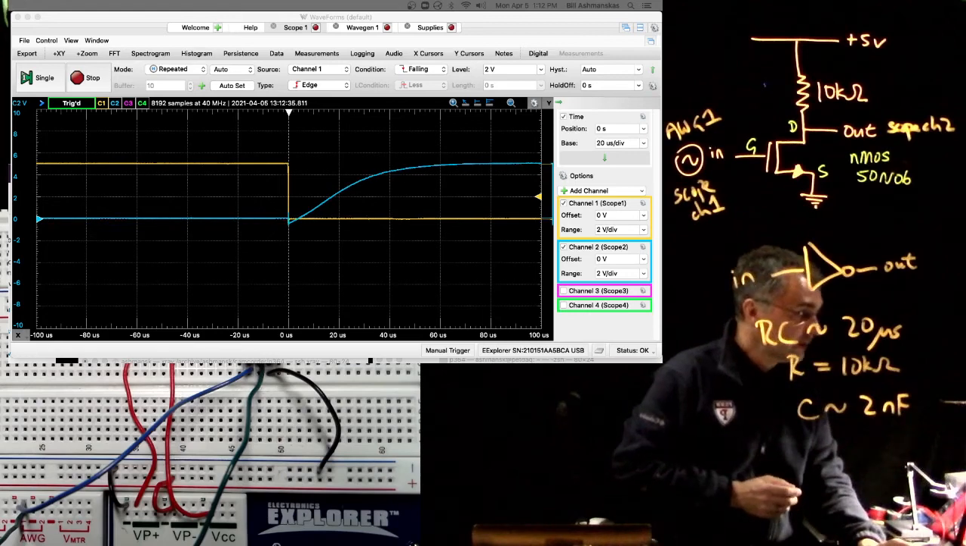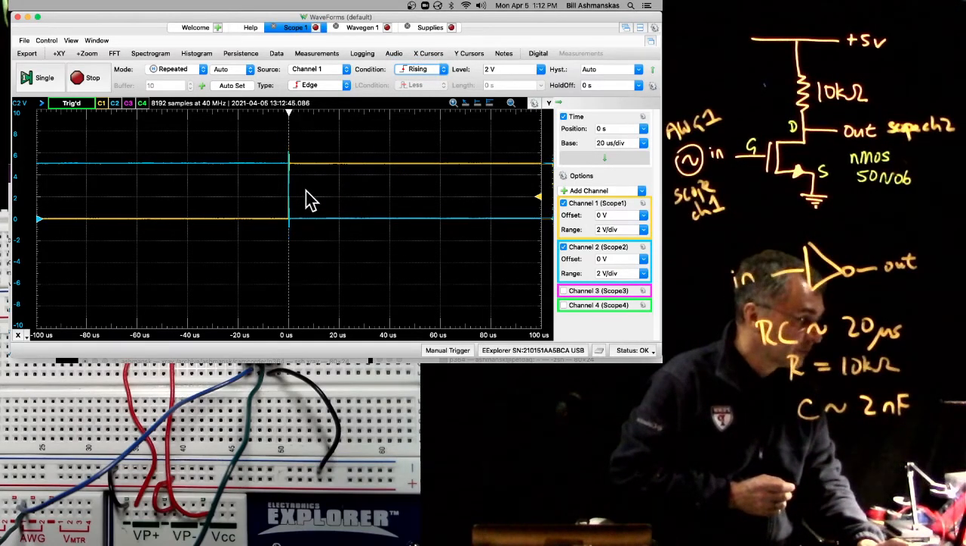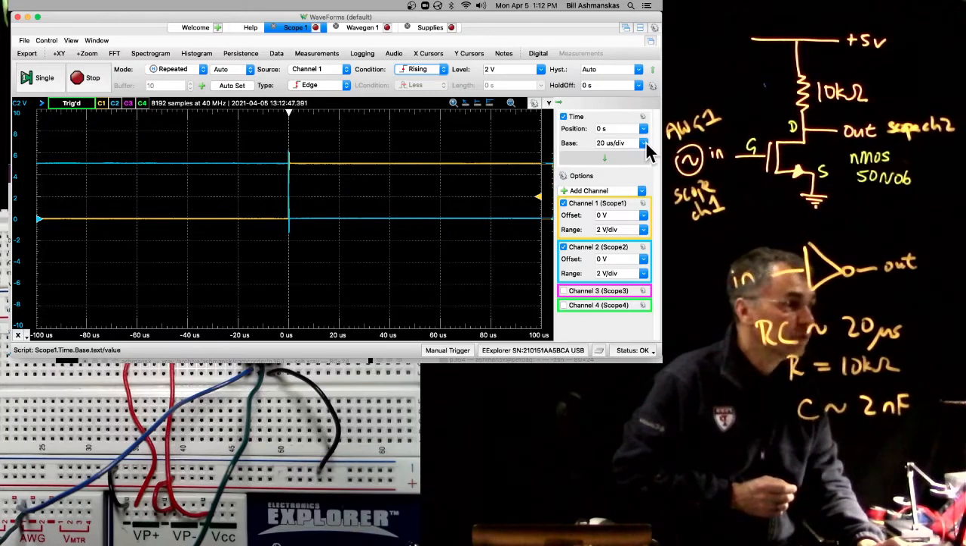Okay, but then by contrast, if we look at the other edge, then you see it looks like a very sharp transition on this scale, and we have to zoom way in.